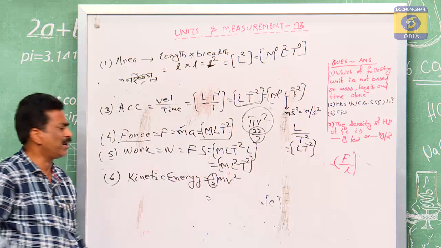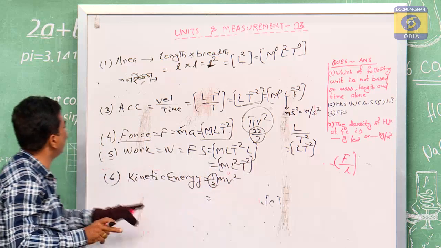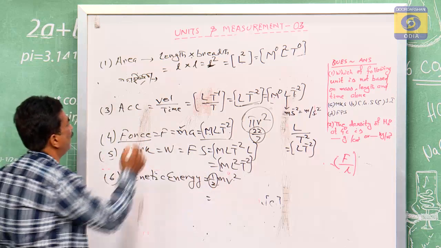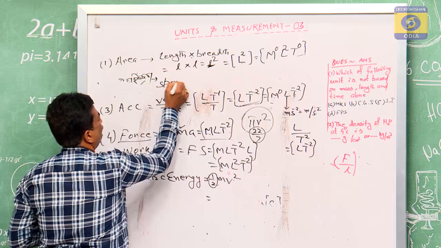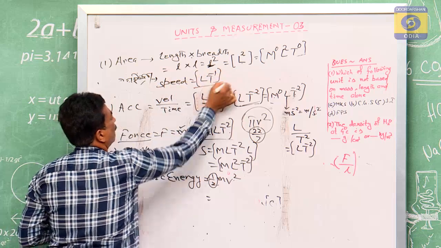Mass is already in the fundamental. V is the speed. Speed is not in the fundamental. For the speed, we have written L T to the power of -1.